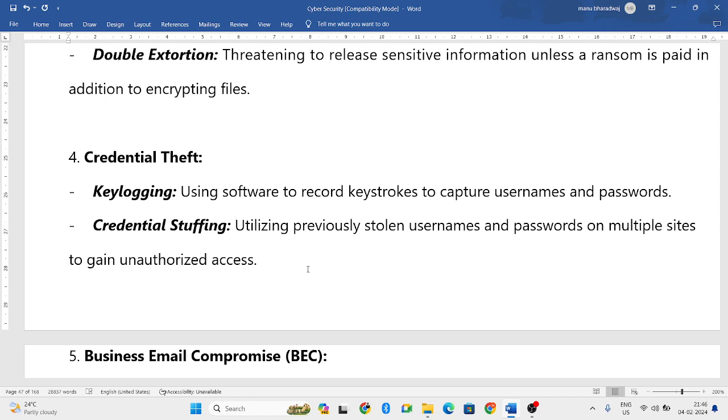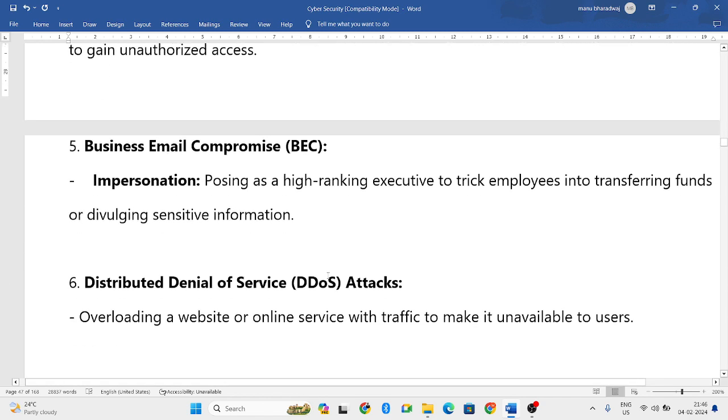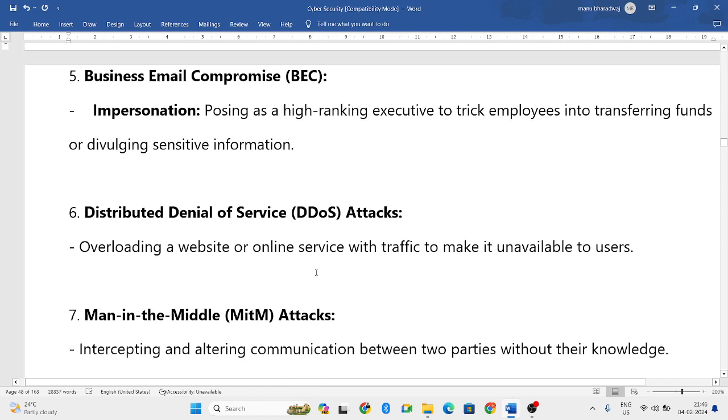Next is credential stuffing. What happens is, suppose at some other time your username and password got hacked. Using that username and password, they will try to log in to multiple sites, thinking that you would have kept the same username and password, and they will again gain unauthorized access. That is credential stuffing.